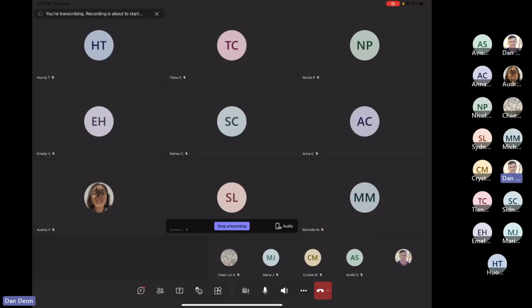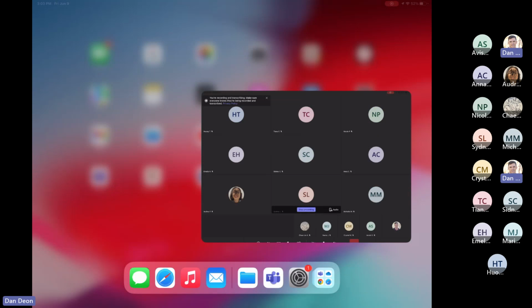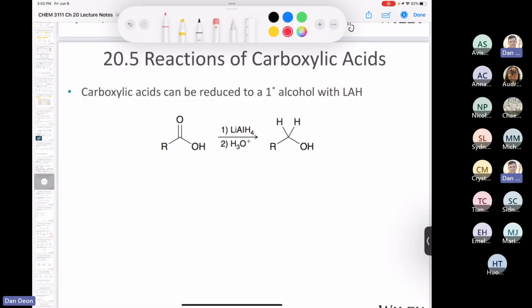And let's get into it. Some new reactions here. All right, continuing on with section 20.5. Now we're going to get into some new reactions, brand new today.